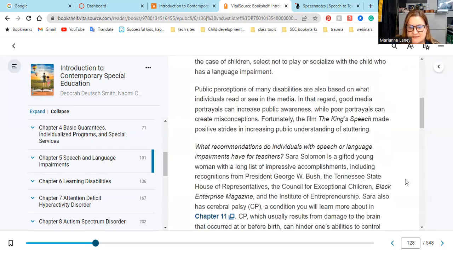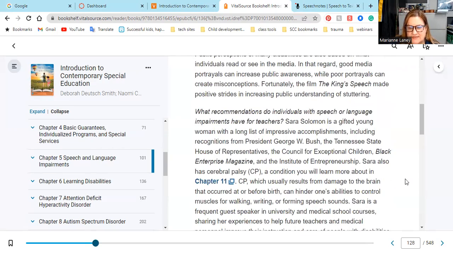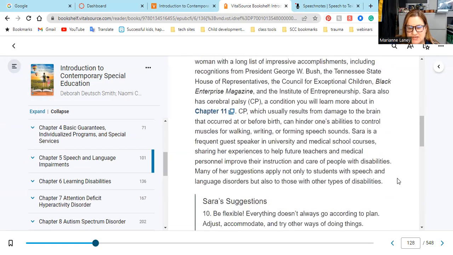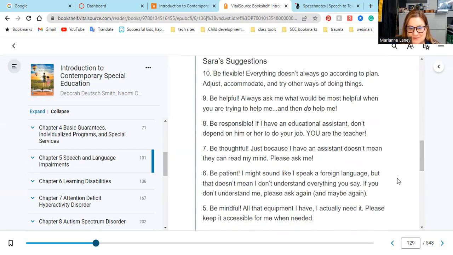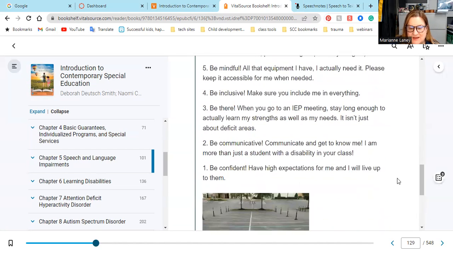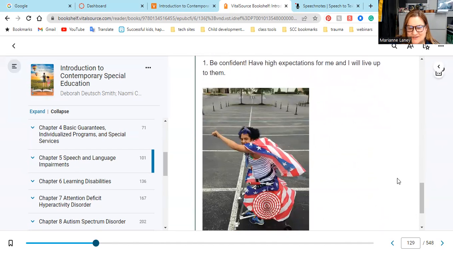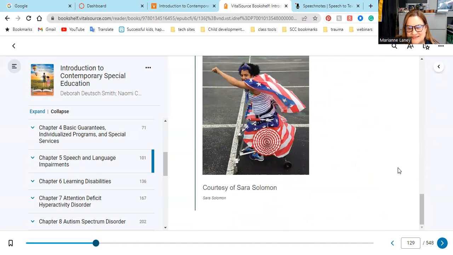Personal stories, this is like at the beginning when it talks about Samuel L. Jackson. There are some suggestions from people who say, I have these speech issues. Please be careful, be mindful, be thoughtful, be responsible, be helpful, right? Just be there and communicate with me. She's so cute. What a great advocate. Sarah Sullivan.